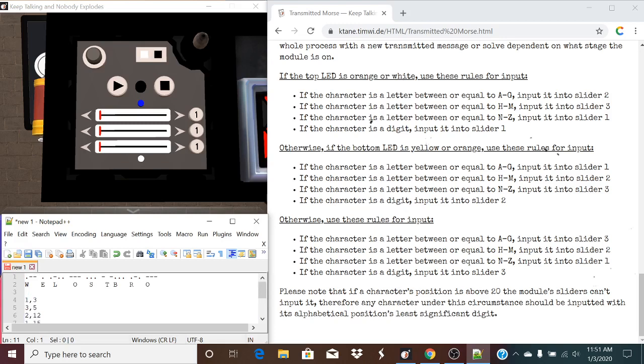Next up, Romeo, that's in the range of slider 1. Slider 1 is going to be 18. And finally, Oscar is also in slider 1, that's going to be a 15. Okay, let's input this. Slider 1 is a 3.